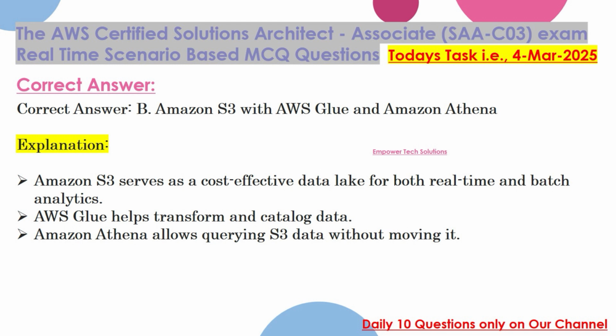Explanation: Amazon S3 serves as a cost-effective data lake for both real-time and batch analytics. AWS Glue helps transform and catalog data. Amazon Athena allows querying S3 data without moving it.